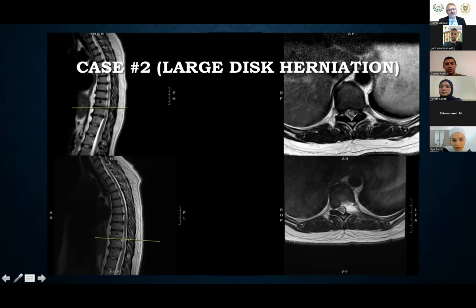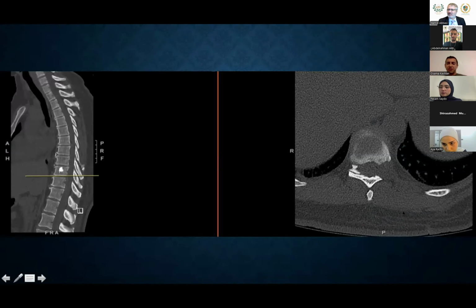So this is what we did here. This is a post-op CT showing that other than removing part of the facet and the pedicle and the rib on the left side, everything else is untouched, which is great. And that patient did very well, went home the next day, went back to her life.